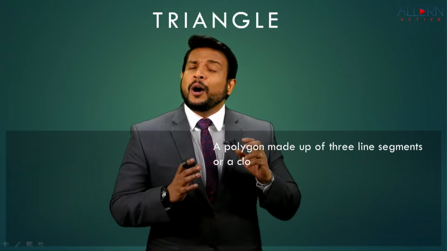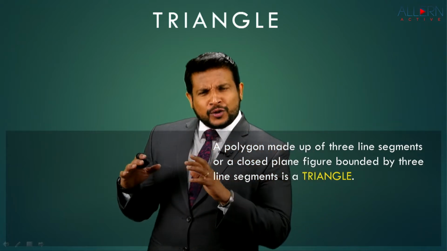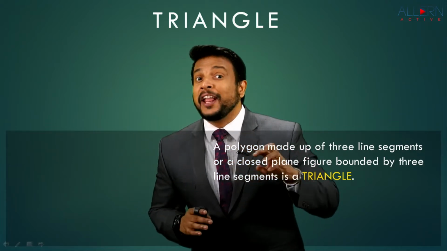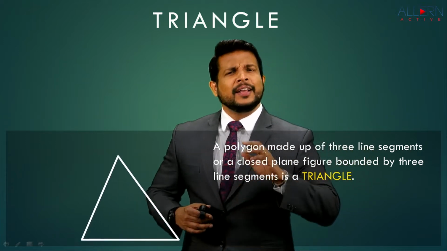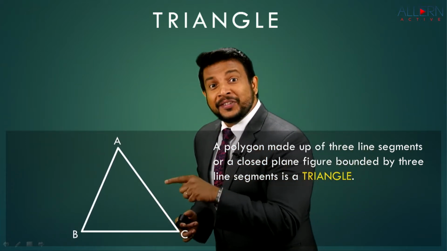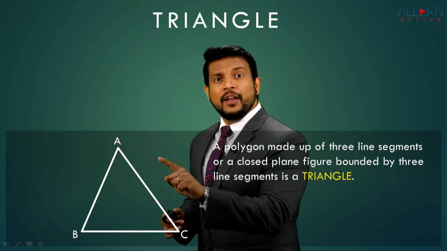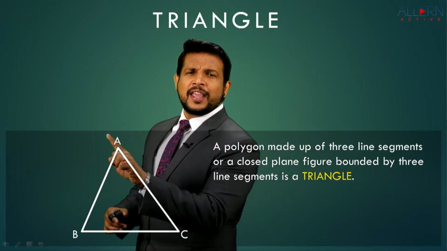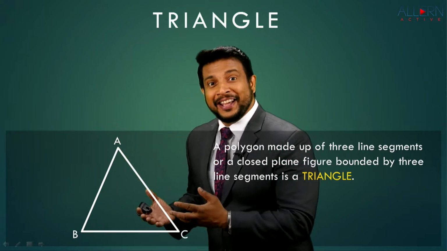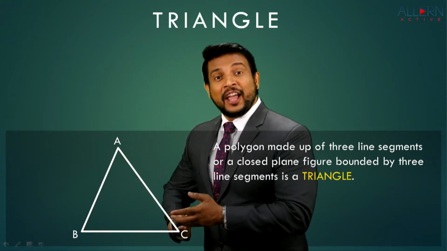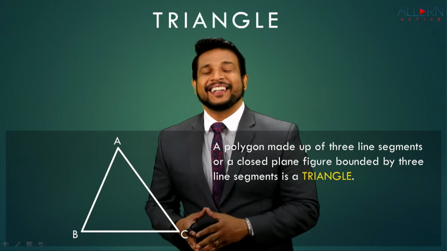It says that a polygon made up of three line segments, or we can also say that a closed plane figure bounded by three line segments, is nothing but a triangle. Now that's very simple. What you see right now is a triangle. What's the name of this triangle? Triangle ABC. Or we can call it triangle BAC, or triangle CAB, right? Different ways. That is triangle ABC which we have. A polygon made up of three line segments is called a triangle.